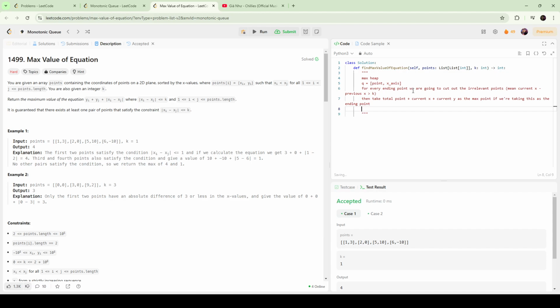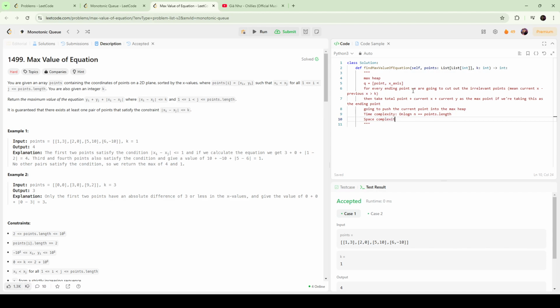After that, we are going to push the current point into the max heap, and that's going to be it. The time complexity should be O(n log n), given n is equal to the points length, and space complexity is going to be O(n). So let's implement this. It is going to be pretty short.